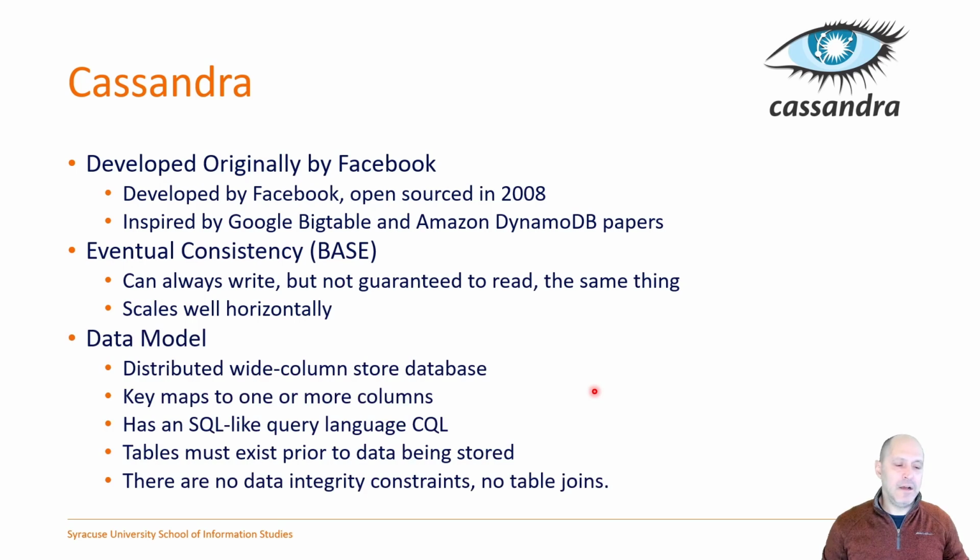So Cassandra uses the wide column data store model, and it has key maps, and key selection is really what makes Cassandra go. It has an SQL-like query language called CQL, Cassandra Query Language. The tables have to be there prior to being stored, so it's not like MongoDB where you can just say, I feel like storing this, store it, done. It does have a schema, and you do need to create the schema before you can store data in there, but there are no data integrity constraints other than primary key constraints, and there definitely are no table joins.